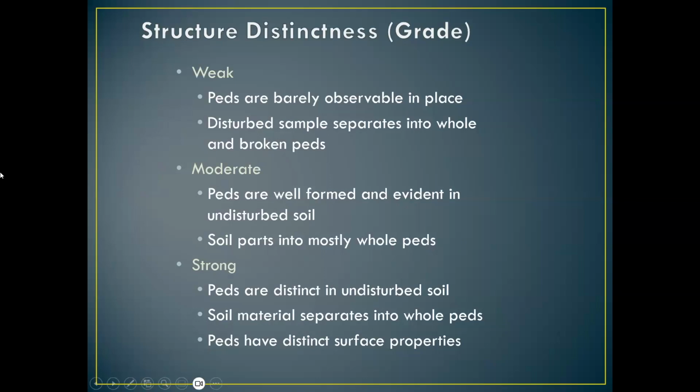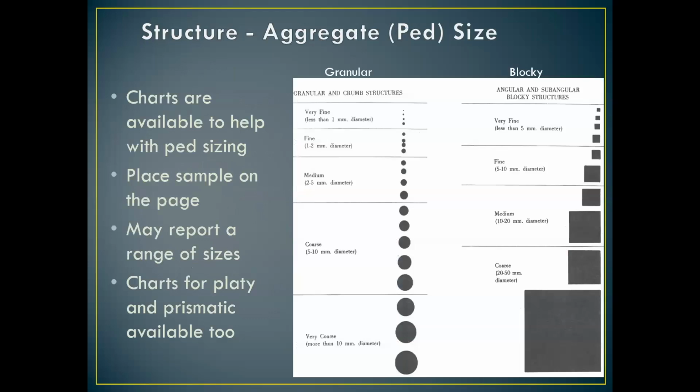Weak peds are barely observable in place. A lot of times when you break them out of the ped wall or the soil wall, they will be hard to identify. A lot of times they'll break upon handling. Moderate means you can usually see them pretty easily, evident. You can handle them pretty well. And strong, there you can handle them very easily, very easily identifiable. They really stand out, easy to handle.